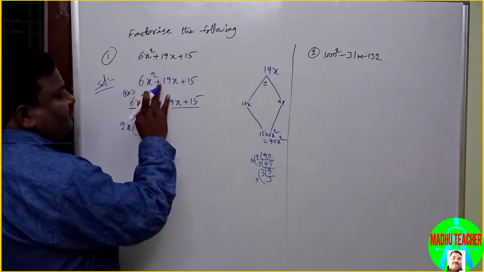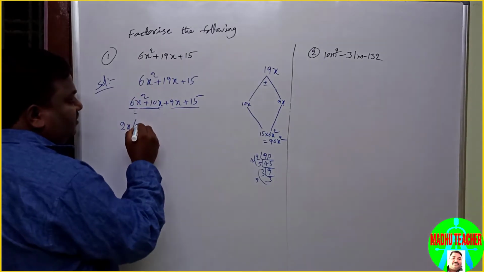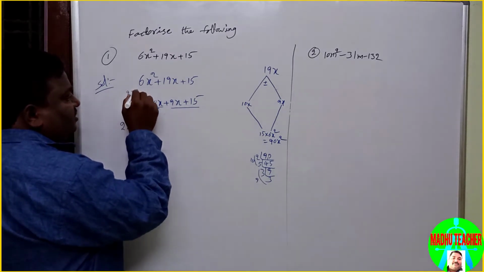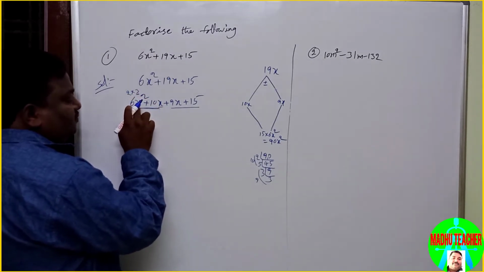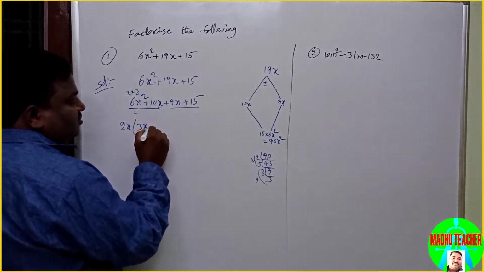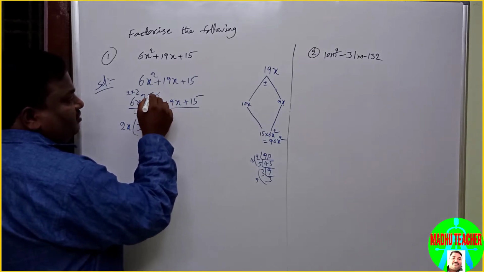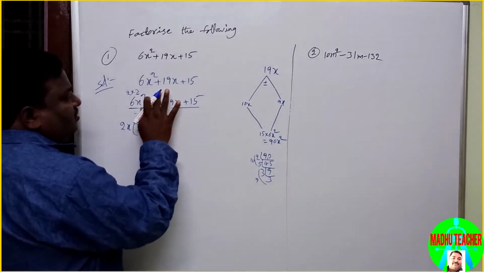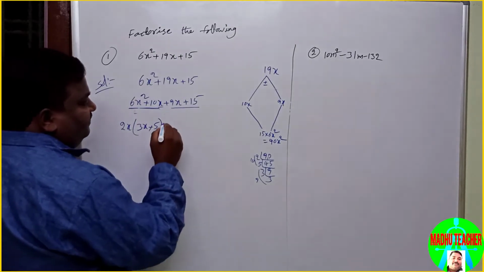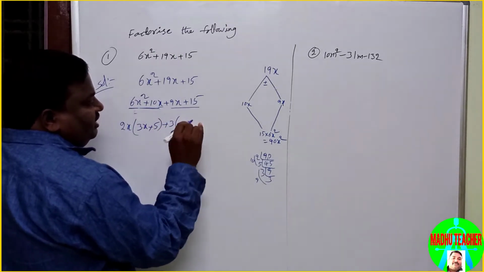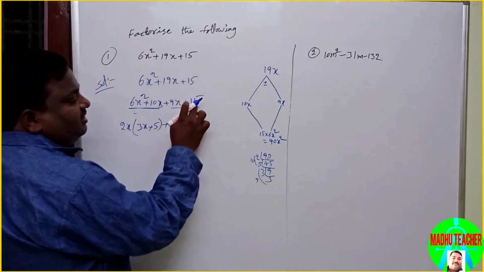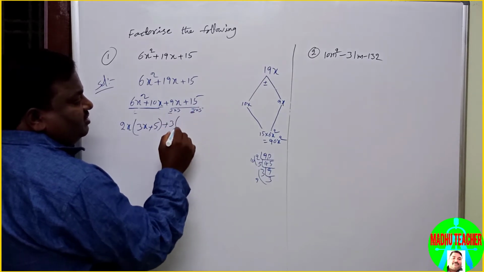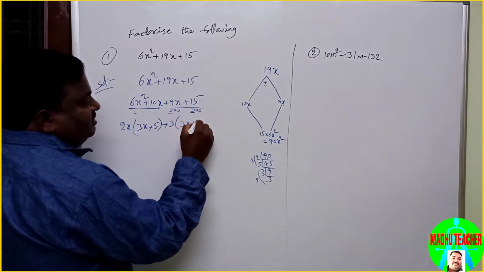So therefore, remaining 3x. So 2 is taken outside, so 3 is left, and out of 2 x's, 1x is left. So plus this is 2 into 5. So 2 is taken common, remaining is 5. X taken common, so 5 itself. Plus from this you can take 3 as common, because 3 3s are 9, 3 5s are 15. So you can take 3 as common. Remaining is 3x plus 5.